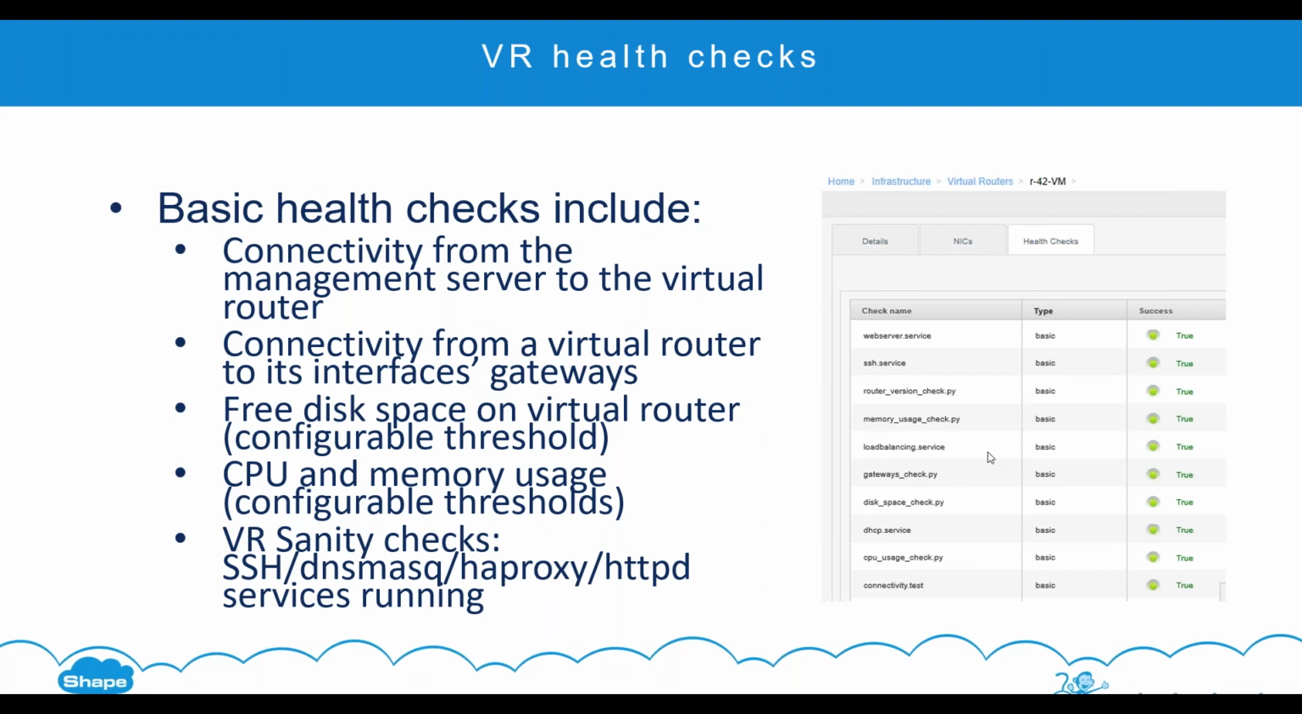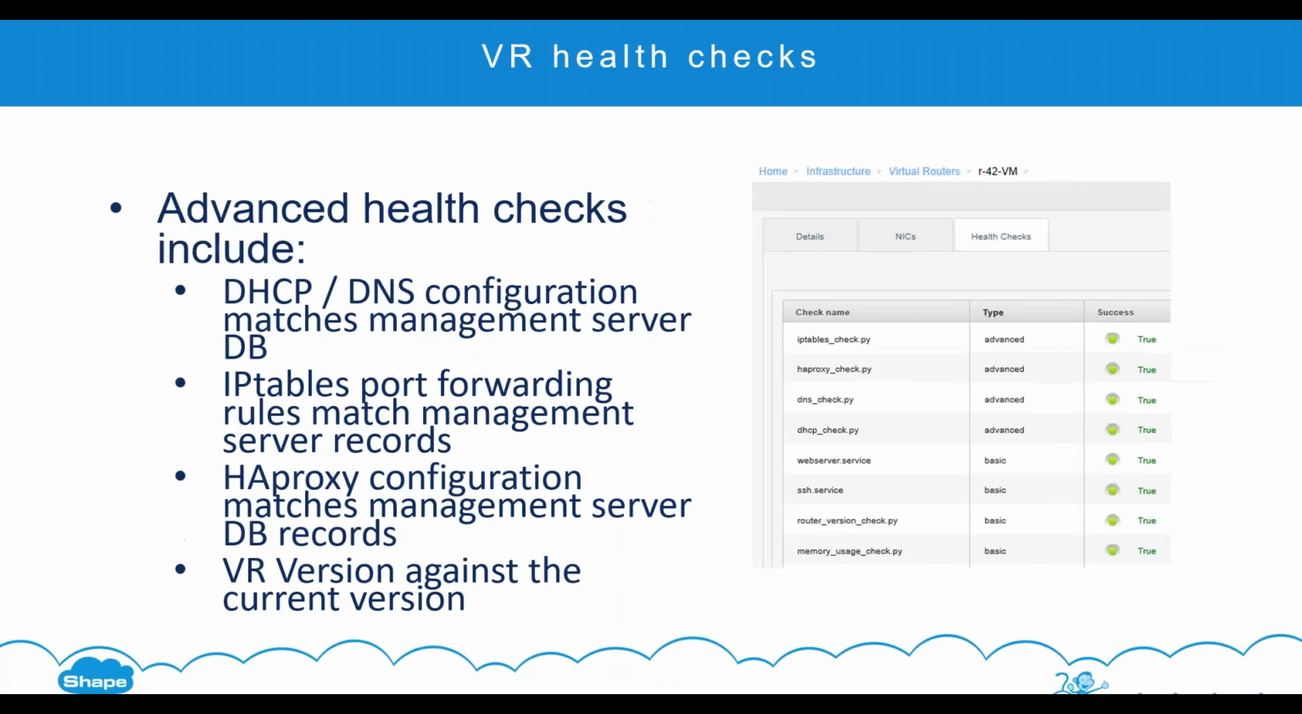And if you go into the virtual router in the UI, you can see which one of those specifically has failed. On the advanced side, most of these tests are around making sure that the virtual router's configuration hasn't got out of sync with the management server's configuration. They're a little bit more expensive to run. They involve database queries and things, so they're run as advanced tests on a different schedule.